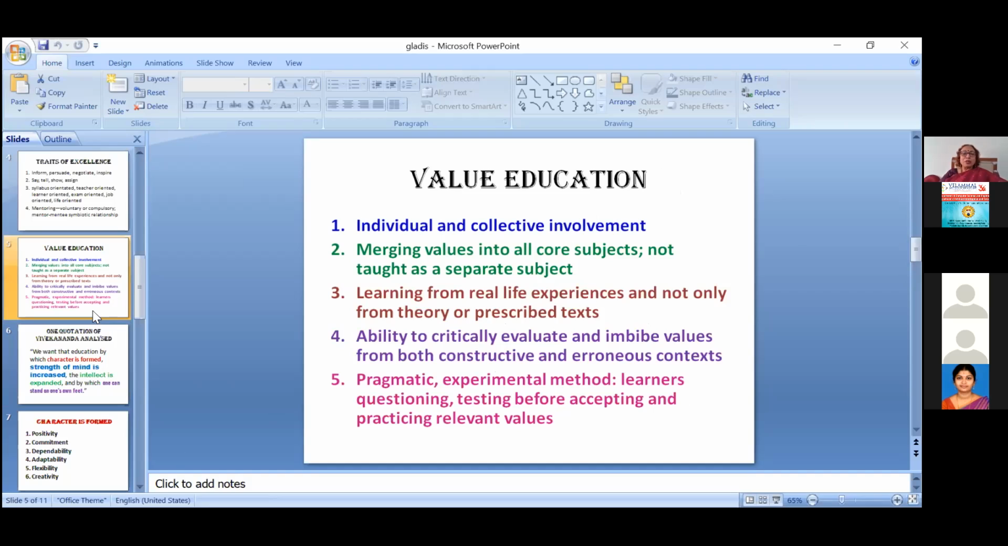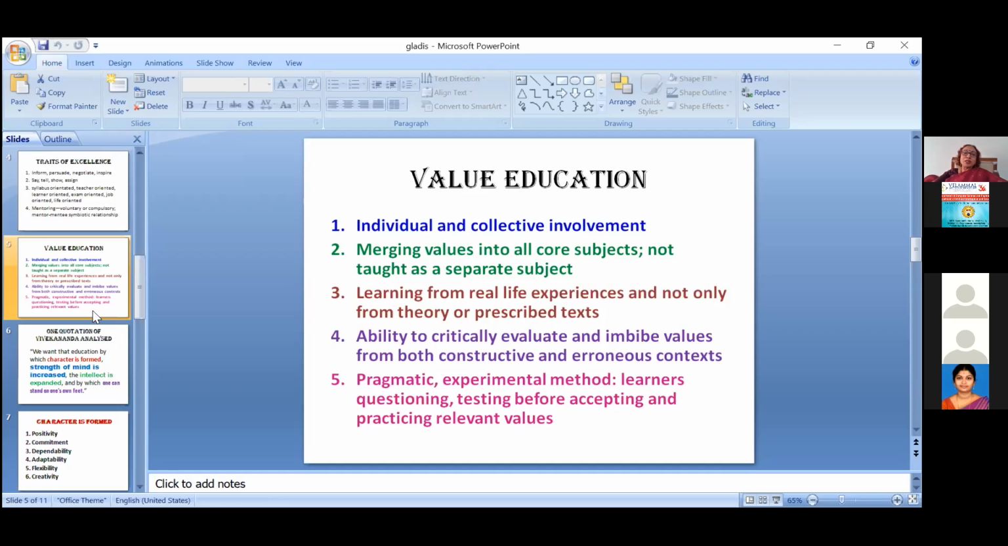Now we come to value education. Value education, as I mentioned already, should not be a subject. It should be merging all values in core subjects. Point number two. This is very important, because if it is taught as a separate subject, nobody pays attention. If you have engineering subjects and then you have one period for value education, nobody is going to attend. They say, oh no, I would rather go and do my work for my core subjects. So values need to be implemented in the core subjects. It cannot be a part of your syllabus.